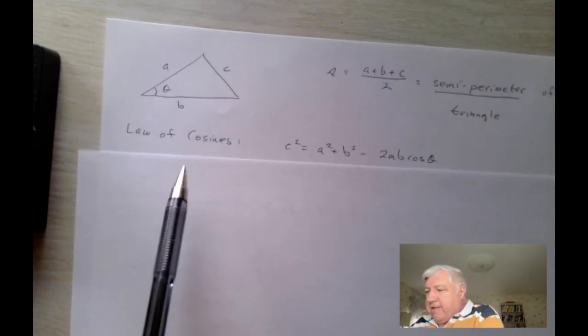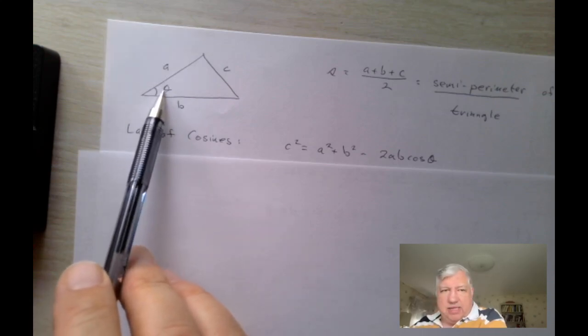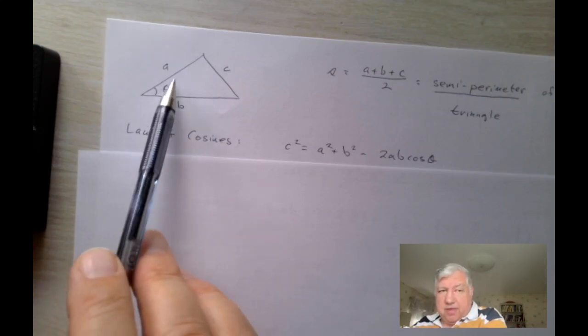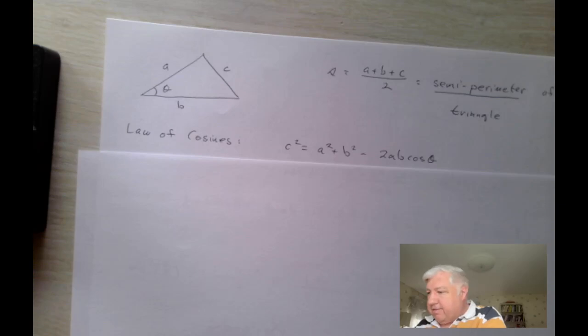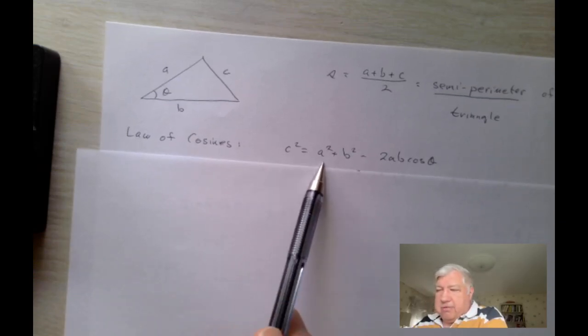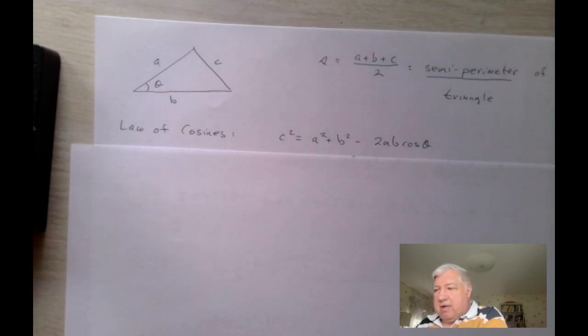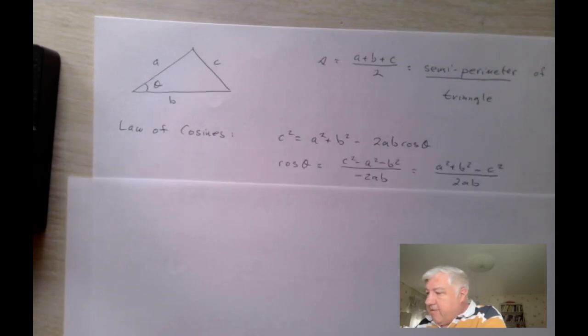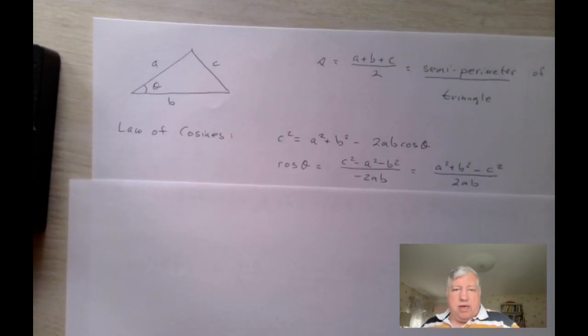What we're going to do is try to find this. Now this theta is not given, but we're just going to call this the angle between a and b. We'll call that theta. Then by the law of cosines, c squared is equal to a squared plus b squared minus 2ab cosine theta. And from there we can actually solve for the cosine of theta.